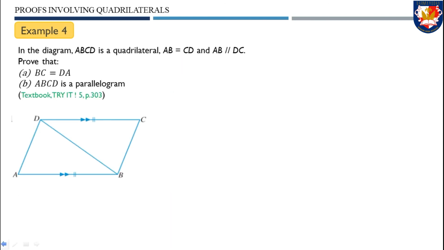How about proofs involving quadrilaterals? This is one of the examples. In the diagram, ABCD is a quadrilateral. AB equals CD and AB is parallel to DC. Prove that BC equals DA and ABCD is a parallelogram. Remember that a quadrilateral can be split into triangles. So we have the two triangles here, ABD and BCD.